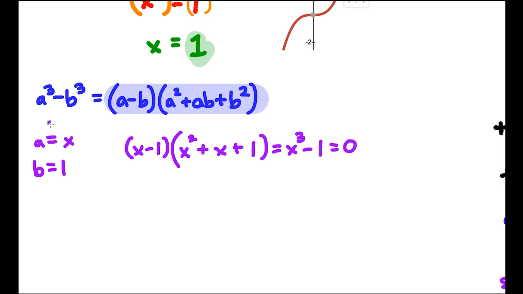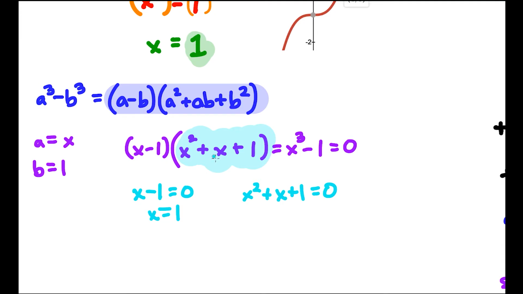So now what we can do is set each of these factors equal to 0 and solve. This first one, x minus 1 is equal to 0. We actually already solved that one. We know that one's x equals 1. But this other one, what I'm highlighting right here in blue, is going to need the quadratic formula in order to solve.